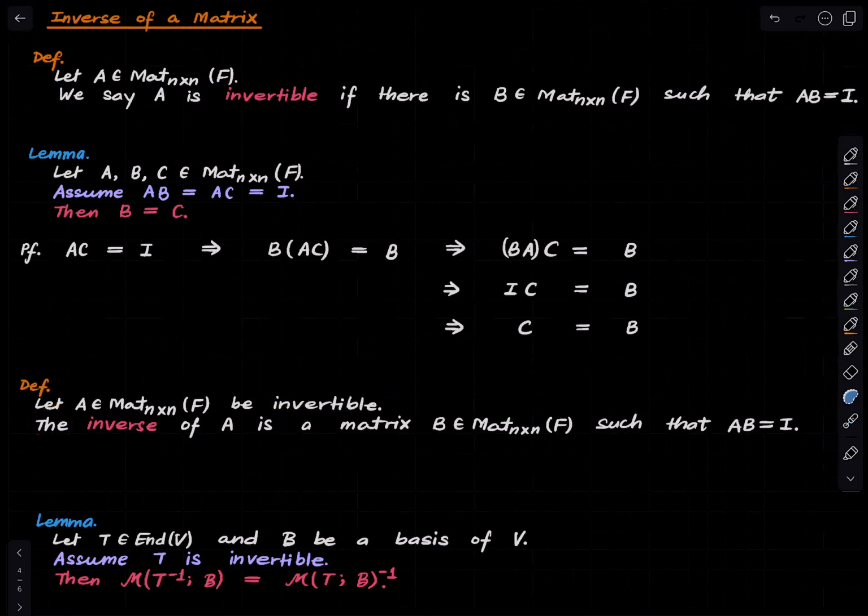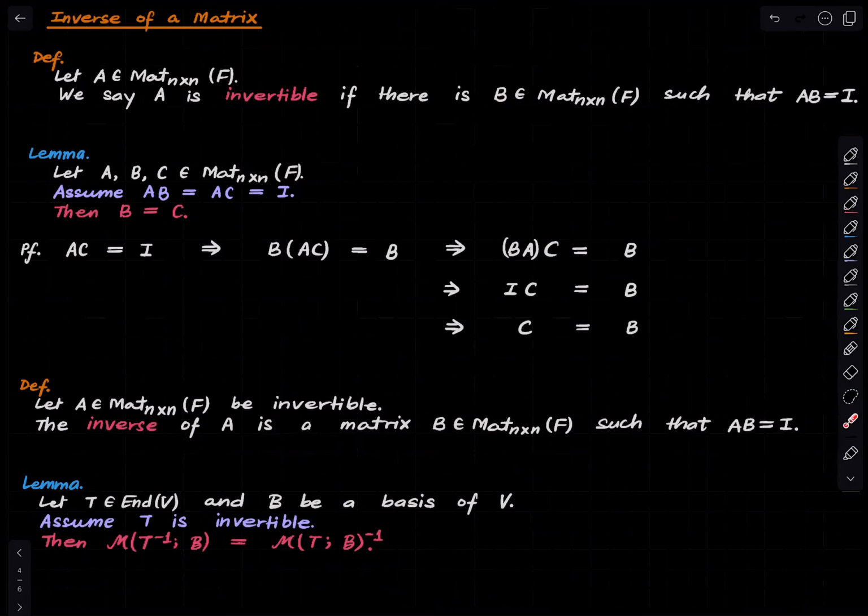Okay, and let's finish this slide by this lemma. Fix an endomorphism, let B be a basis of the vector space, assume T is invertible, then the matrix of the inverse with respect to the basis B is the inverse of the matrix. So yeah, I should define this notation. We denote the inverse of A by this symbol. So if you have an invertible matrix, then you can denote its inverse like that.